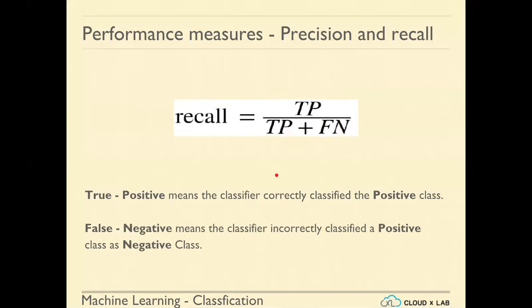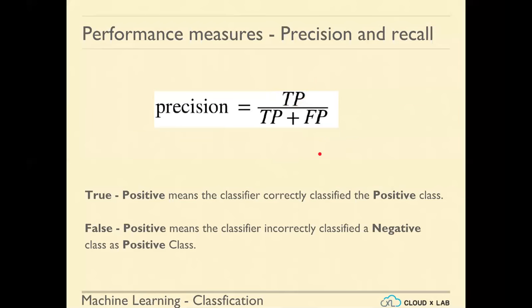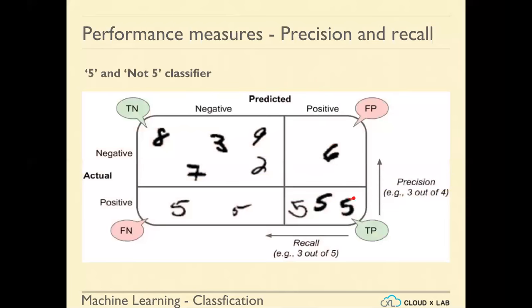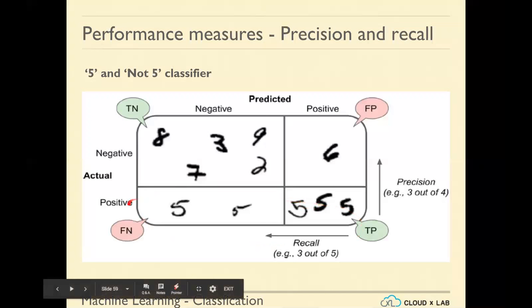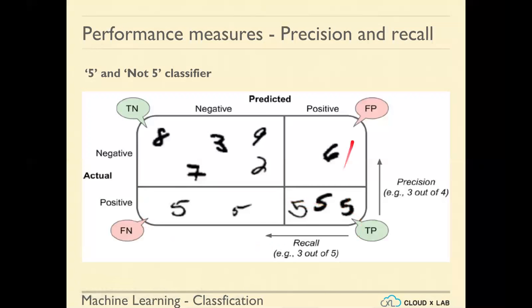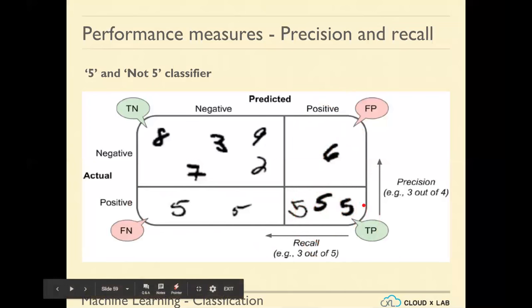The recall rate is how many I attempted, as in how many were correct out of the total correct. Again, recall is about how many of these I was able to recall out of the total. And precision is about this divided by the total we predicted.